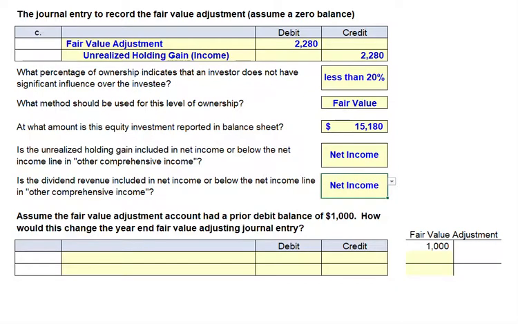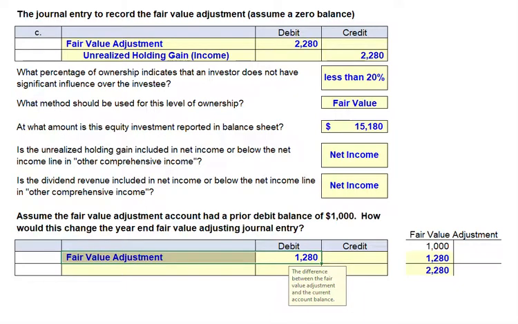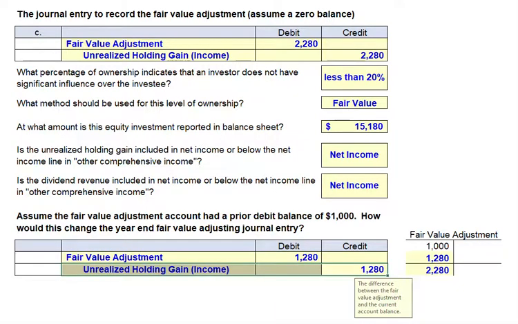We've got another question related to our fair value adjustment. Assume our fair value adjustment account had a debit balance of $1,000 prior to our year-end adjustment. What entry do we need to make? Well, we've determined above that our fair value adjustment account needed to have a balance of $2,280. So how do we get there? If we've got a $1,000 debit balance, we're going to need to debit our fair value adjustment for $1,280. And of course, we will credit an unrealized holding gain, which becomes part of net income, in the same amount of $1,280.